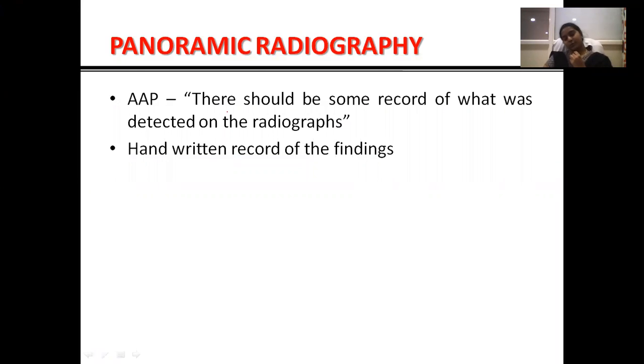So an important point here, and an interesting point I found. The AAP, the American Academy of Periodontology, states that there should always be some record of what was found on radiographs. Okay, there should be a handwritten record of findings. How many of us are doing this, right? So the AAP states that there should always be a record of the findings that you have detected on the radiographs.